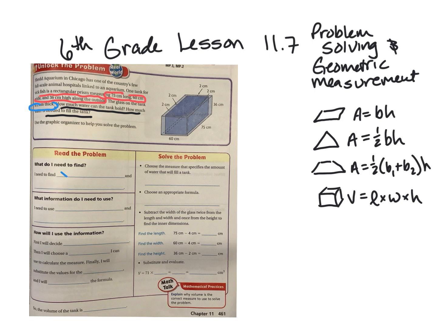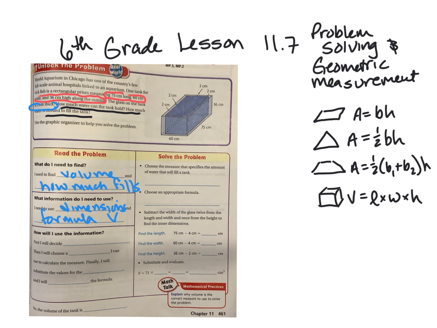I need to find the volume that the tank can hold and the amount of water to fill. How much fills the tank? What information do I need? I need to use the dimensions, the length and width and height, and the formula for volume of a rectangular prism.